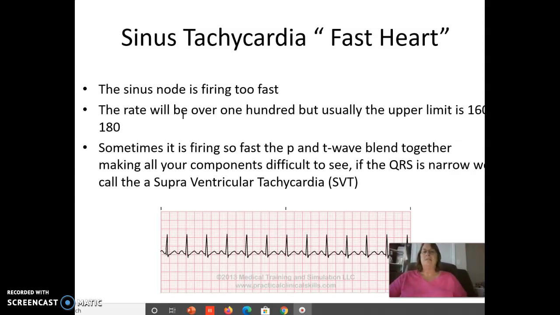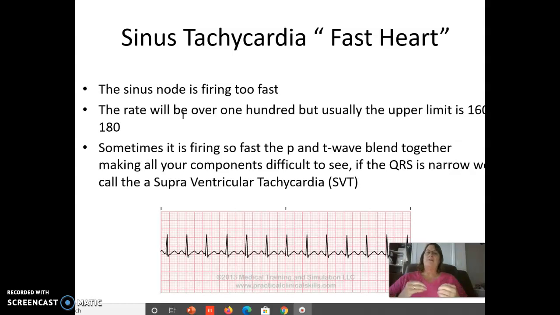Now, we said that the sinus node is the normal pacemaker of the heart because it fires at 60 to 100. Whatever has the fastest rate, that is what's going to pace the heart. Now the upper limit of the sinus node is 160 to 180 beats per minute. Some books will say 160, some will say 180, but it's in that range.